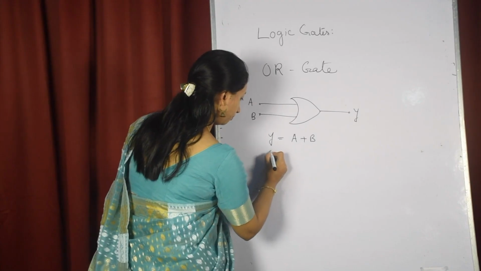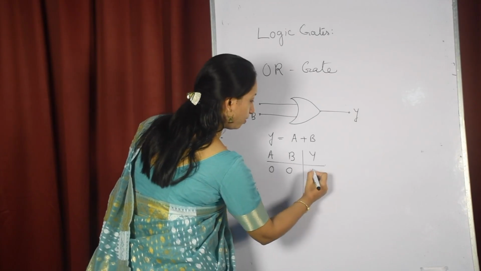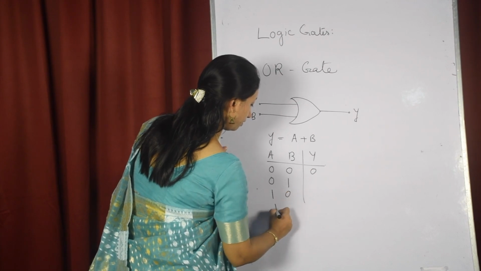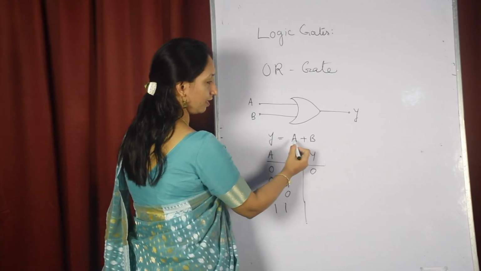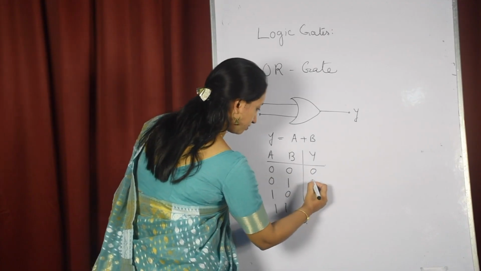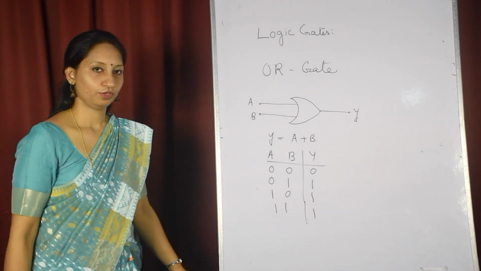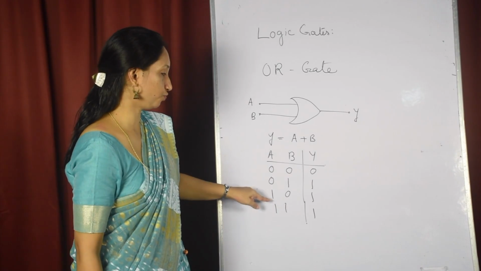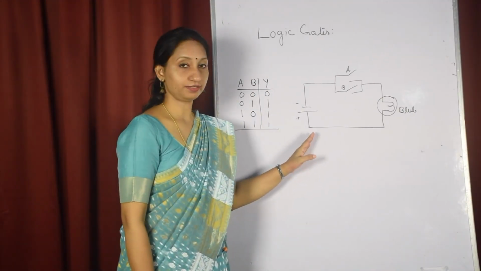So the truth table of the OR gate is 0, 0. The combinations are: when A is 0, B is 0, the output is 0. Then 0, 1, 1, 0, then 1, 1. The output is represented as A plus B. So 0 plus 0 is 0. Then 0 plus 1 is 1. 1 plus 0 is 1. And then 1 plus 1 is 1. So from this truth table, we can say that when any of the inputs is 1, then the output will be 1. Now the OR gate is also represented with this circuit.